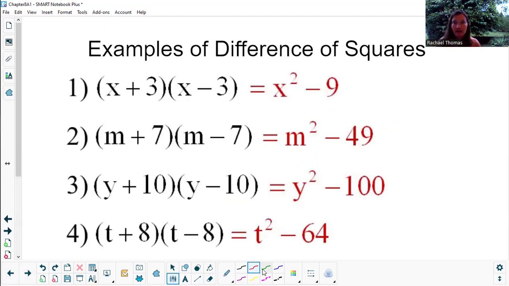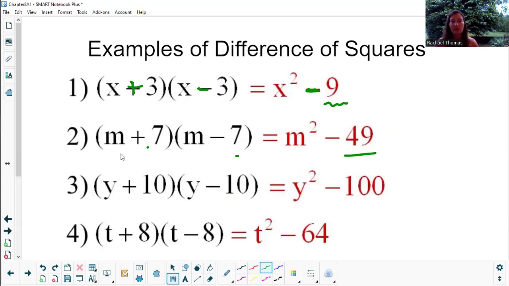It's always minus. This is always a negative because I've got one positive and one negative number in there, and a positive times a negative is a negative. It's always a square. 9 is 3 times 3, right? 7 times 7 is 49. So I always get this minus the square, difference of squares. And then the thing at the beginning is whatever your variable or that first expression was squared.